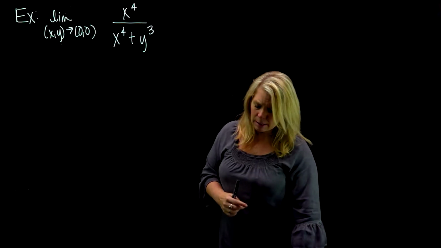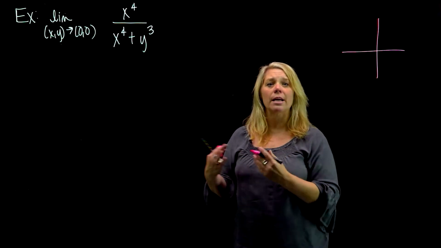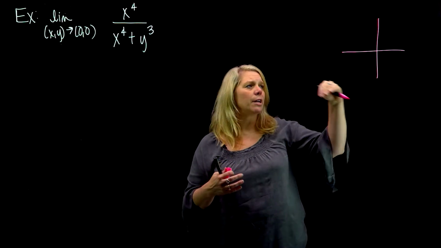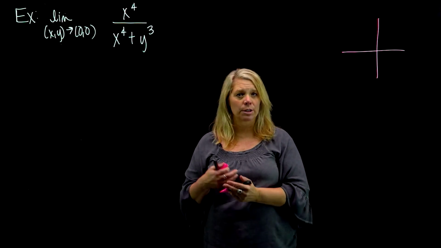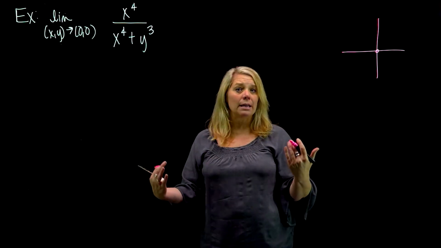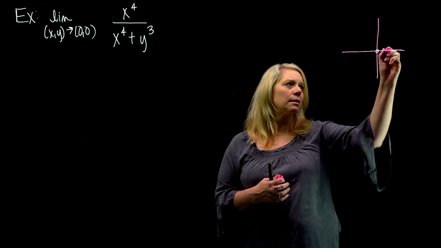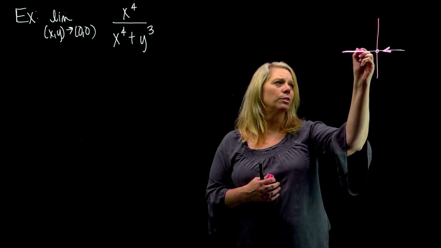So I'm going to think a little bit about the geometry here. I'm also going to use some slightly different notation than our textbook does, so I'll talk about that a little bit. But what I've graphed here is just an xy coordinate plane, and I just want to think about paths of approach that approach the point (0, 0). And so the two easiest paths of approach are coming in along the x-axis or along the y-axis. So let's come in along the x-axis first here.